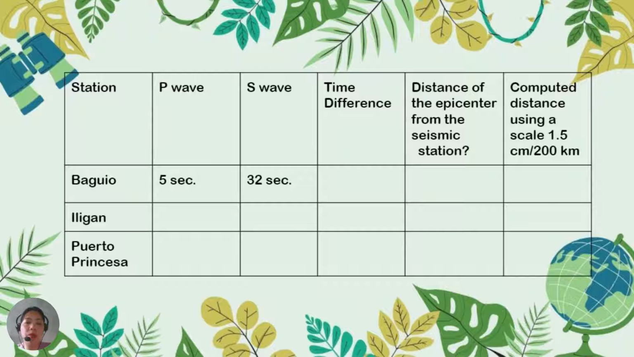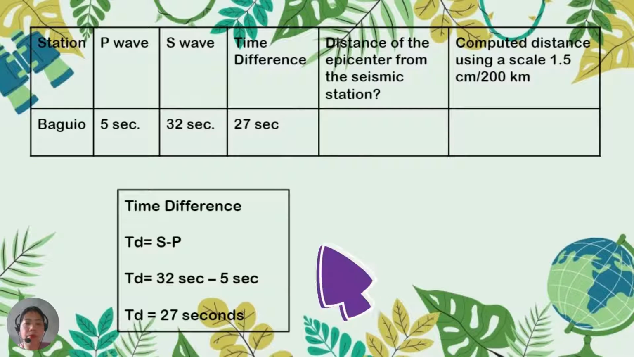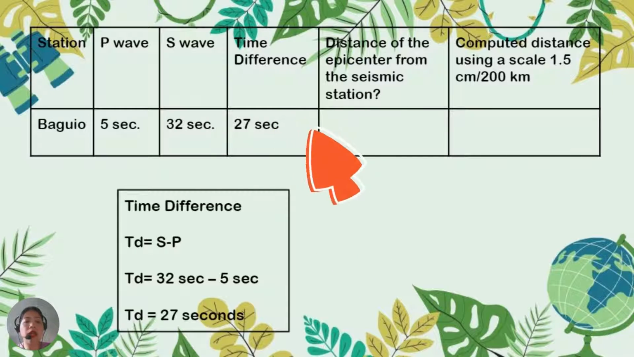In Baguio station, if P waves arrive at 5 seconds and S waves arrive at 32 seconds, what is the time difference? The time difference is 27 seconds. To get 27 seconds, you need to subtract the P wave from the S wave. Thus, 32 seconds minus 5 seconds, so you will get 27 seconds. This time, we will find the distance of the epicenter from the seismic station.